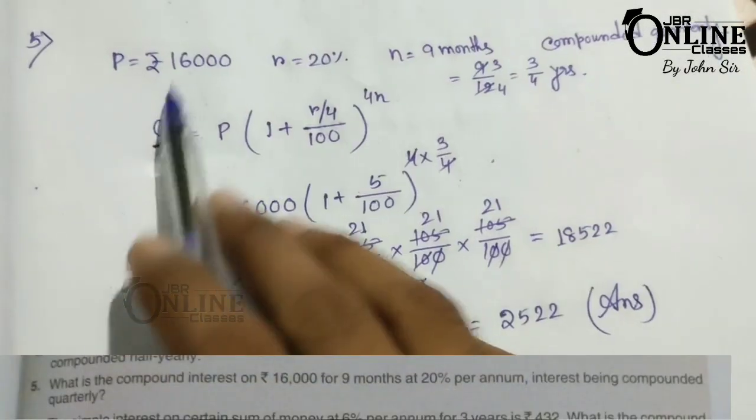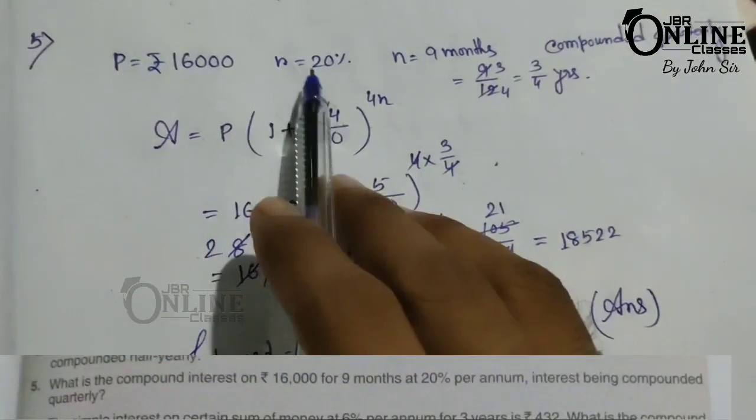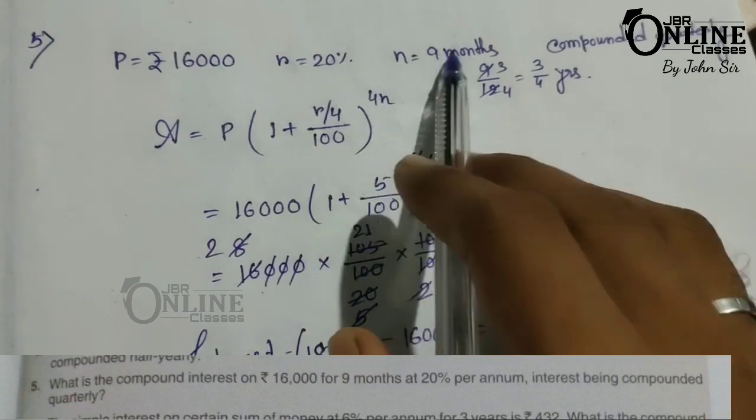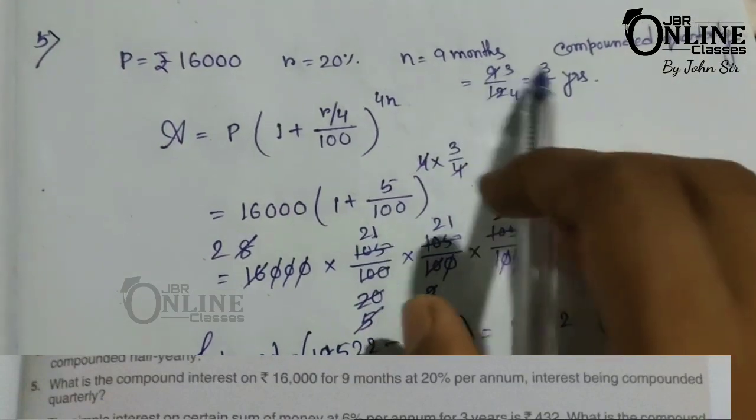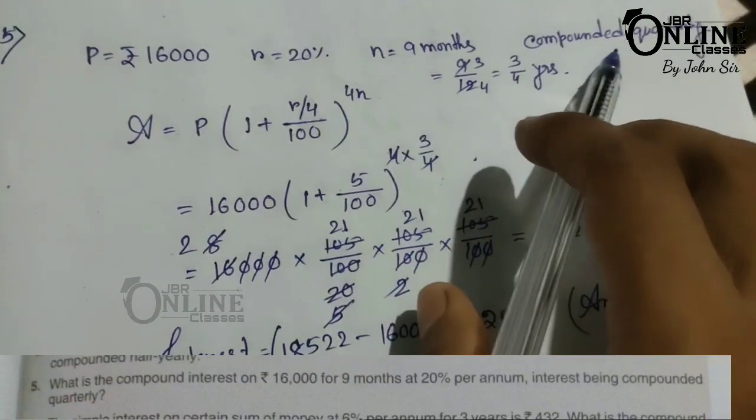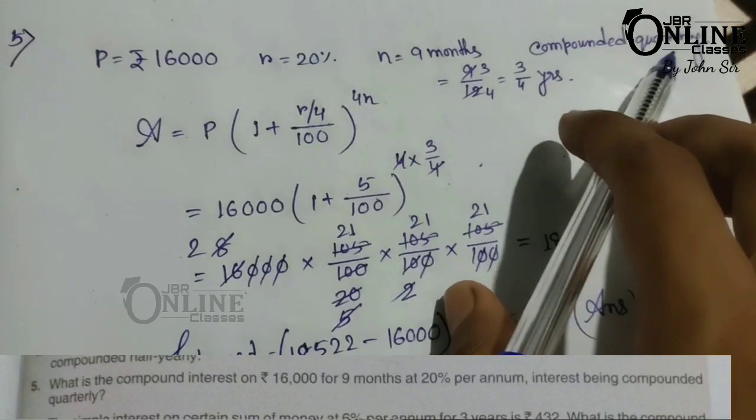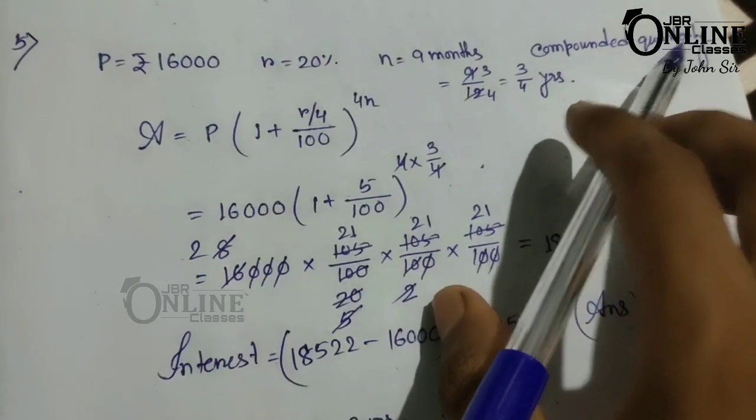In sum number 5, the principal will be 16,000, rate equal to 20%, time equal to 9 months. So that will be 3 by 4 years. Now here the interest is compounded quarterly. The previous one was half yearly, the second one quarterly.